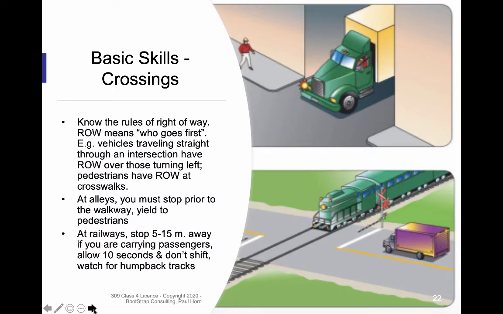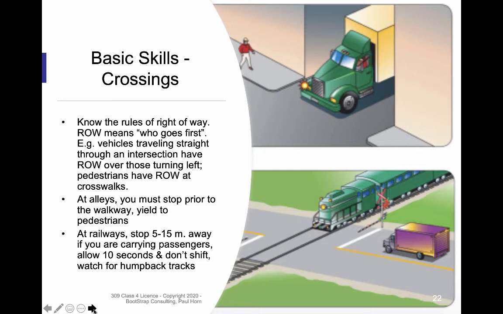There are some skills that were affiliated with crossings in the chapter as well. Of course, one of the most common places for crossings is the crosswalk. I don't have a diagram here, but it's very important for you to understand how crosswalks work. Crosswalks are a place where pedestrians have the right of way. That means they have the right to go first.